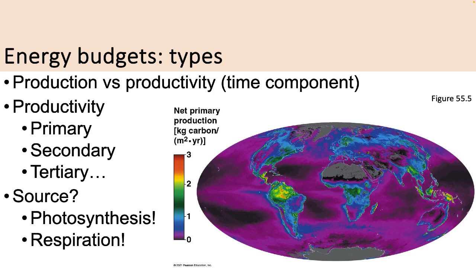Production is a total amount. Productivity is telling you how quickly it was done. When we look at productivity, because it's carbon being trapped by photosynthesis, this bit here, which is the starting point of us sucking energy out, or sucking nutrients with some energy out of the environment, is what we call primary productivity. Plants do primary productivity because they're doing photosynthesis, taking carbon out of the air and sticking it into sugars.